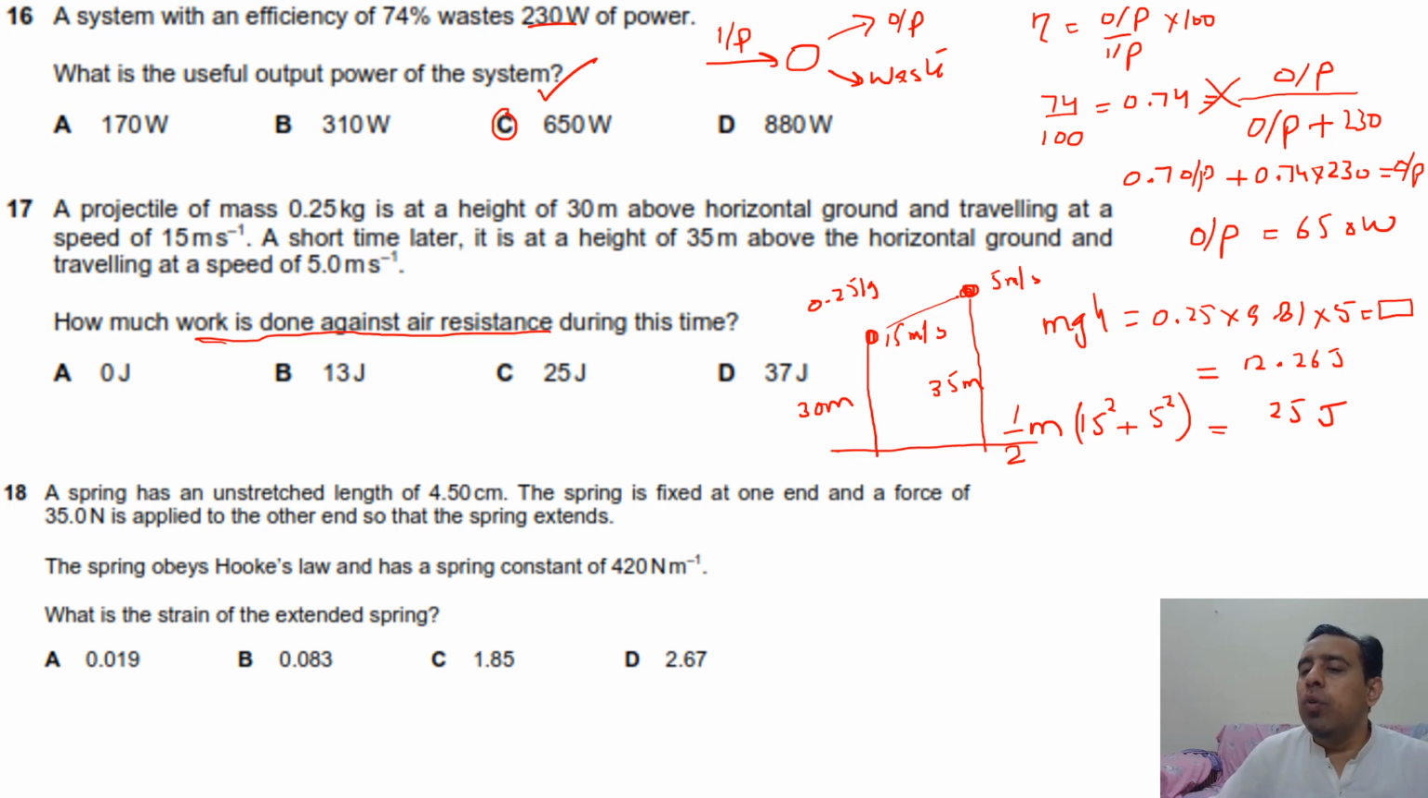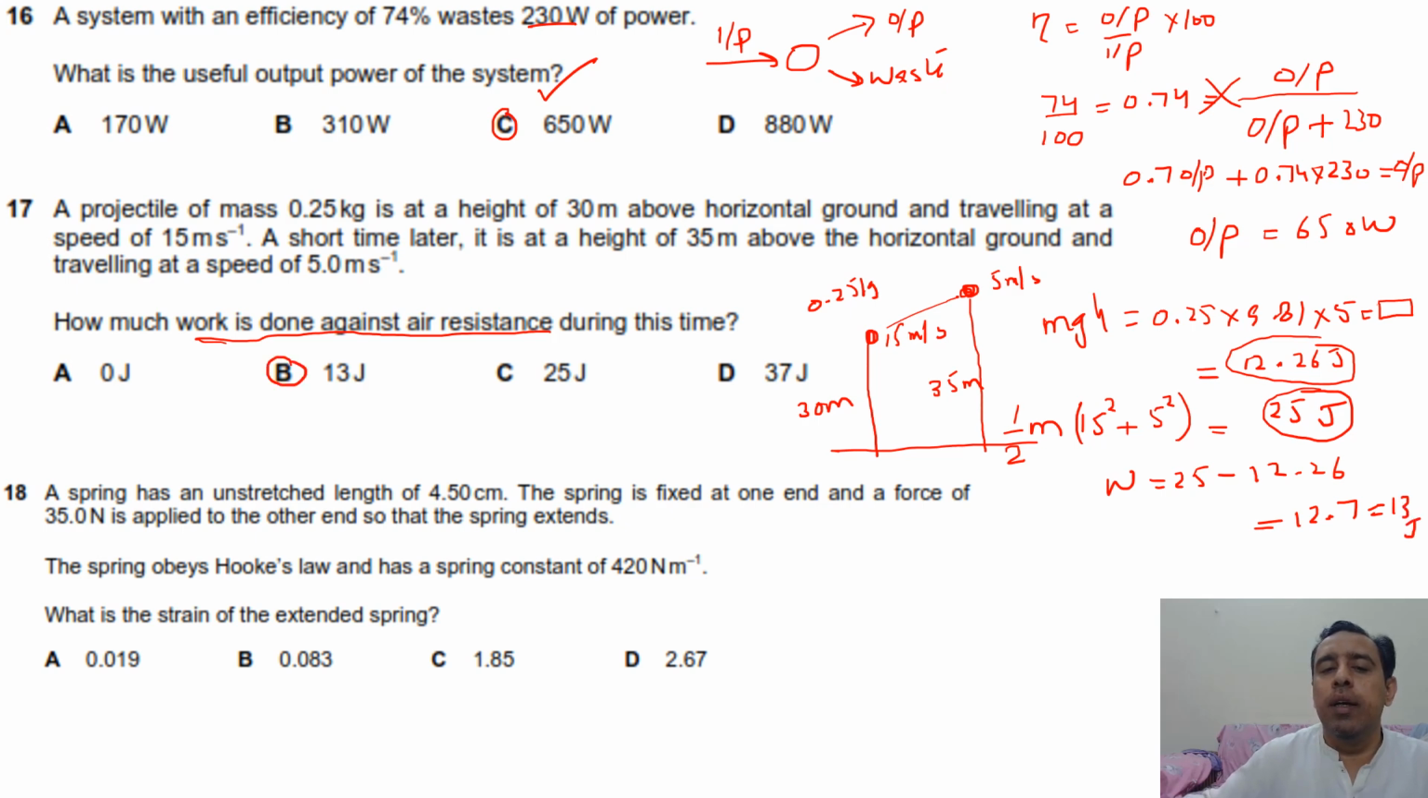It means these two are not equal with each other. The gain in the potential and the loss in the kinetic are not equal. So the remaining energy is used to overcome the resistance and friction. By subtracting these two values, you can get the answer. So the work done must be equal to 25 minus 12.26. The answer is 12.7, which is rounded off to 13 joule. Option B is correct. Hopefully you are getting the concept of this question number 17.